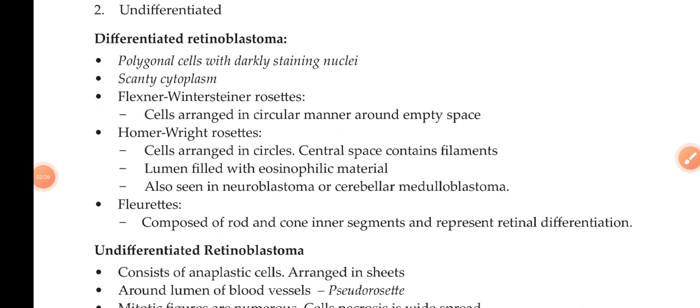Flexner-Wintersteiner rosettes are cells arranged in a circular manner around an empty space. Homer-Wright rosettes are cells arranged in circles, with a central space containing filaments, lumen filled with eosinophilic material, that is pinkish material. Also seen in neuroblastoma or cerebellar medulloblastoma. Next is florets, composed of rod and cone inner segments and representing retinal differentiation. Three things: Flexner-Wintersteiner rosettes, Homer-Wright rosettes, florets, seen in differentiated retinoblastoma.